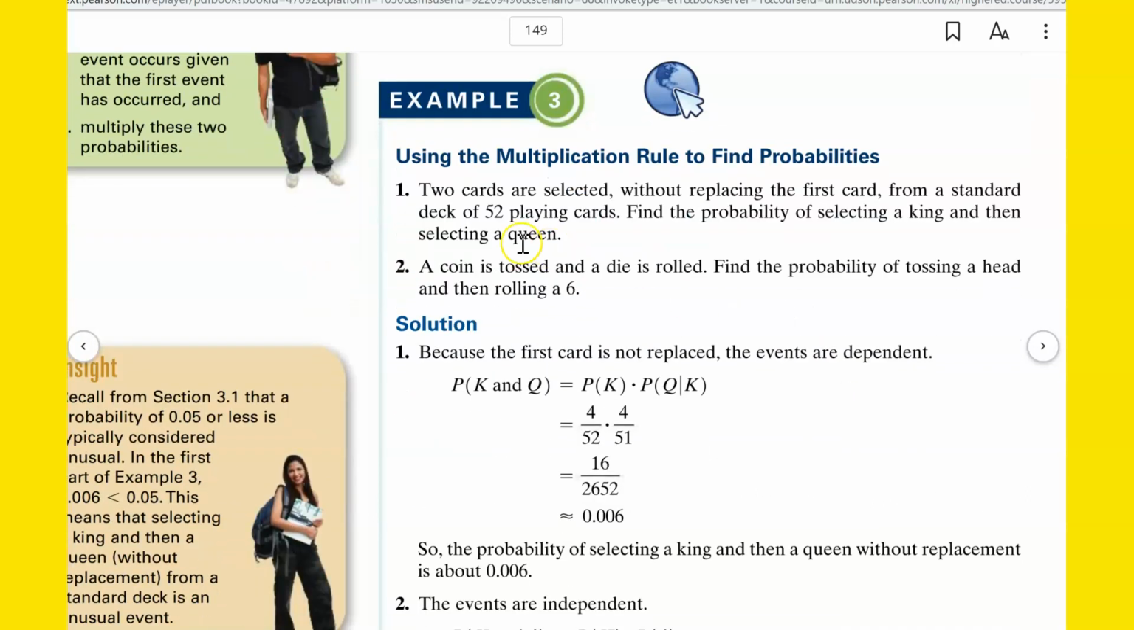So, okay, let's do example 3. Two cards are selected without replacing the first card from a standard deck of 52 playing cards. Find the probability of selecting a king and then selecting a queen. This is exactly what I did earlier.